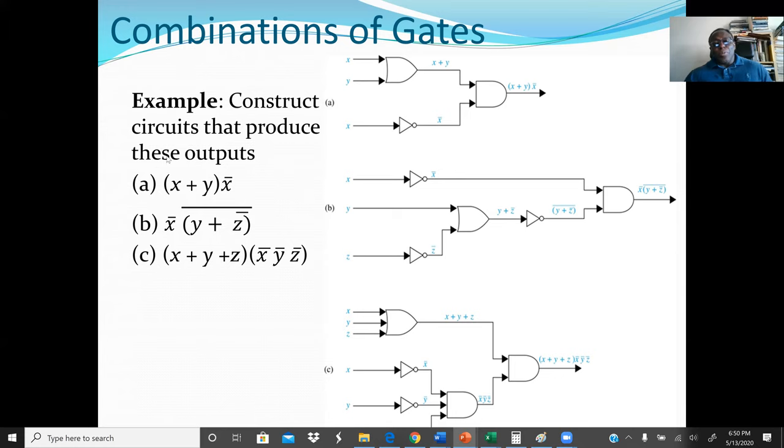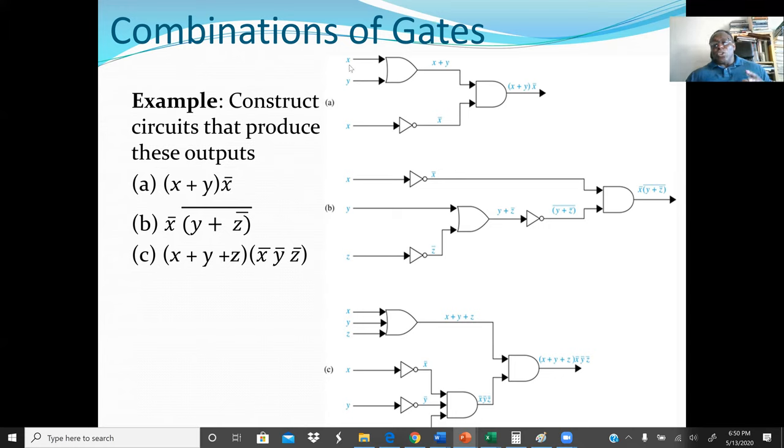So the inputs here will be S and Y, which go through the OR gate to get S plus Y. Then S will go through the NOT gate to give us S invert. Now we get S invert with S plus Y, which will go through the AND gate because it's multiplication. So we can see the circuit here.